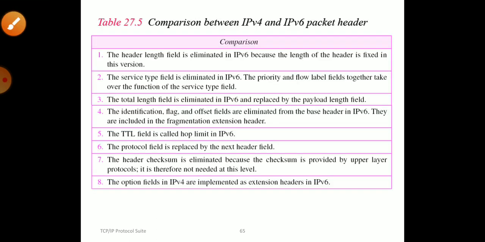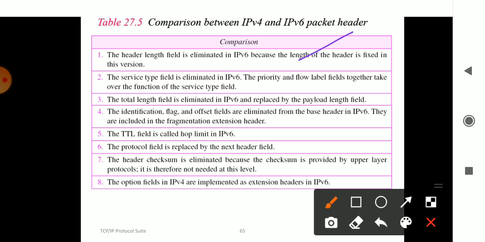The difference between IPv4 and IPv6 is based on the length of the header. Then priority and flow label also differ, where the services are limited in IPv6 and the length is also limited in IPv6. The total length field, like the payload length, can be eliminated in IPv6. Flag offset is not present in IPv6. Identification is also not there.